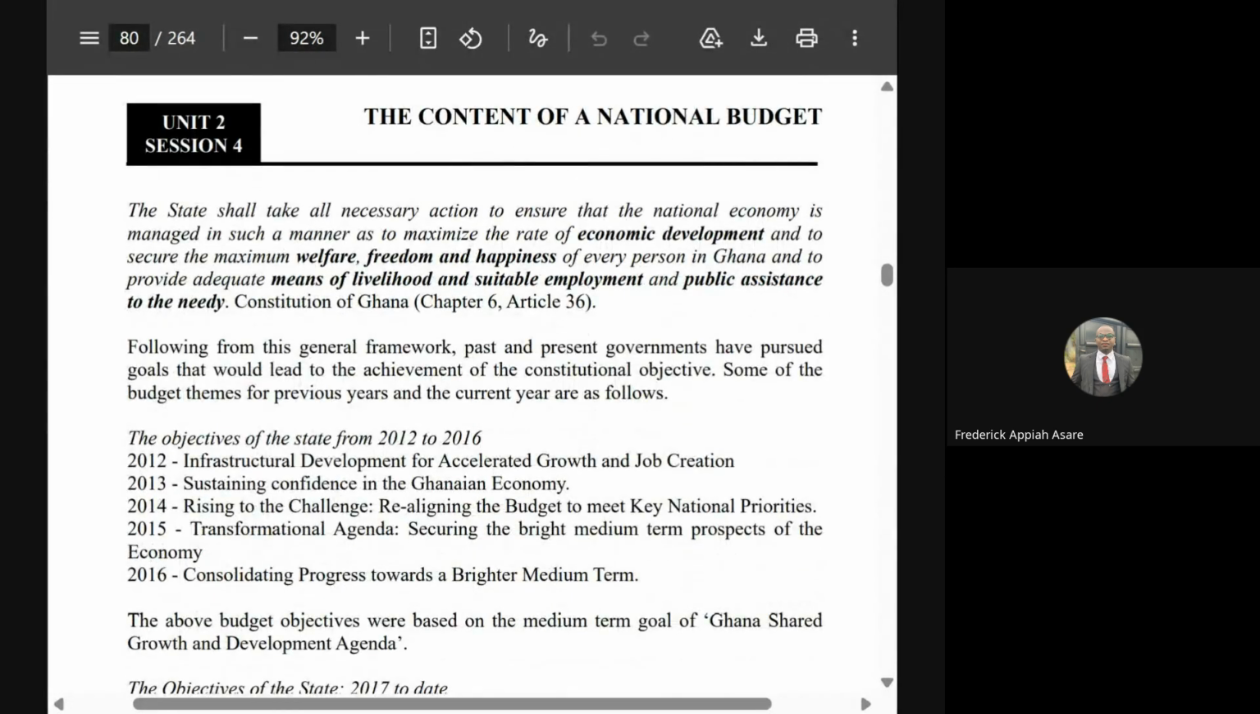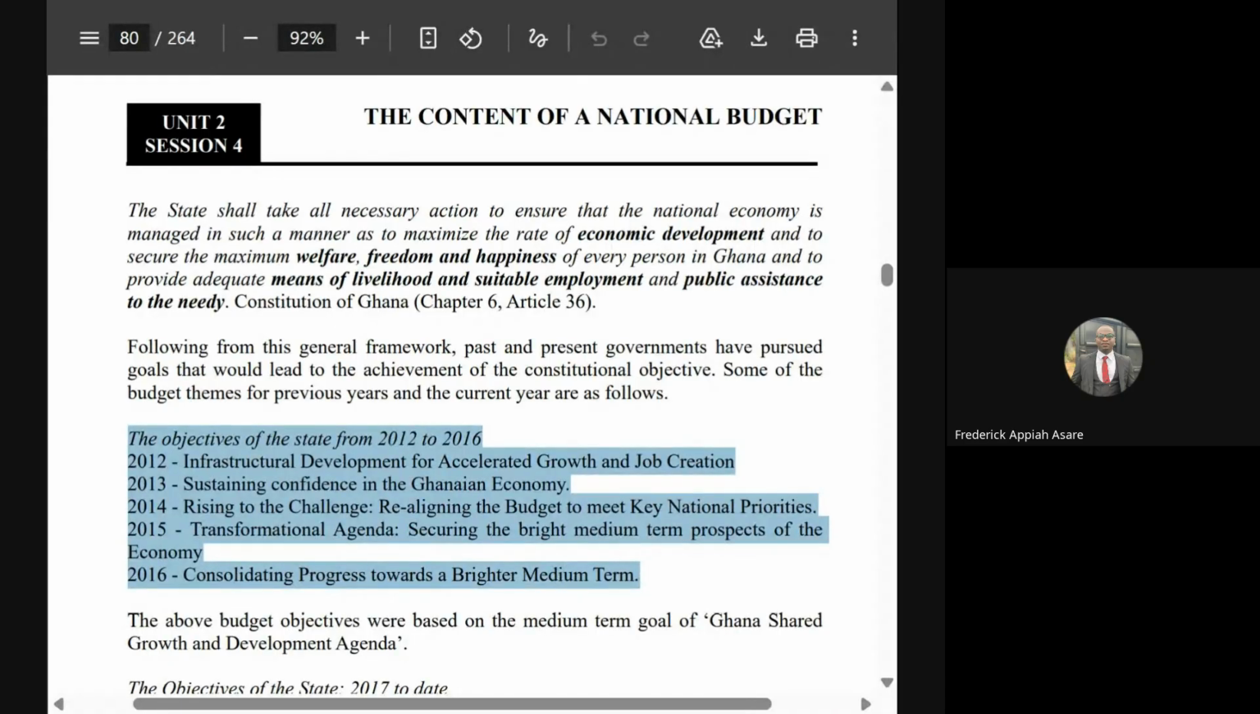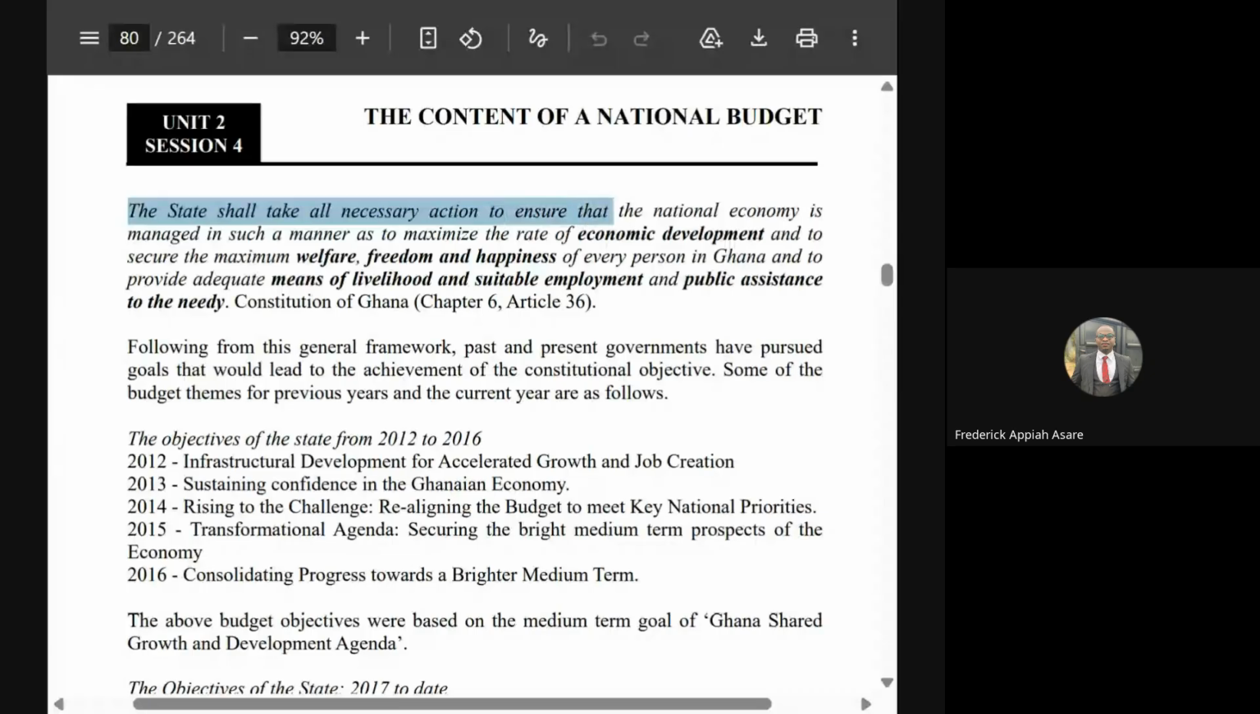So these are some of the objectives that we had from 2012 to 2016 during Mohammed's tenure. The state shall take all necessary actions to ensure that the national economy is managed in such a manner as to maximize the rate of economic development and to secure maximum welfare, freedom, and happiness of every person in Ghana, and to provide adequate means of livelihood and sustainable and suitable employment and public assistance to the needy. That is the Constitution of Ghana. This is what the Constitution of Ghana is talking about. That is like the overall objective of Ghana, what Ghana needs to achieve.